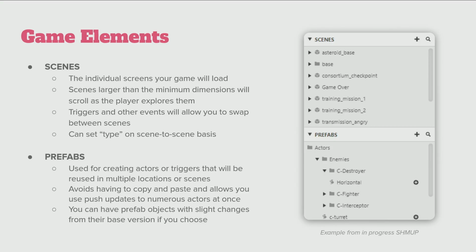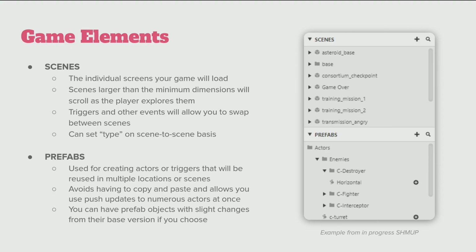The first one is scenes. Those are the individual screens that your game will load. So let's use Pokemon as an example. Pallet Town, the outdoor section, is one scene, right? The interior of your house is another scene. The upstairs of your house is another scene. The inside of Oak's Lab is its own scene. When you transition from one area to the next route, that is a new scene. So every time you do some form of screen transition, that will be its own scene within the game.